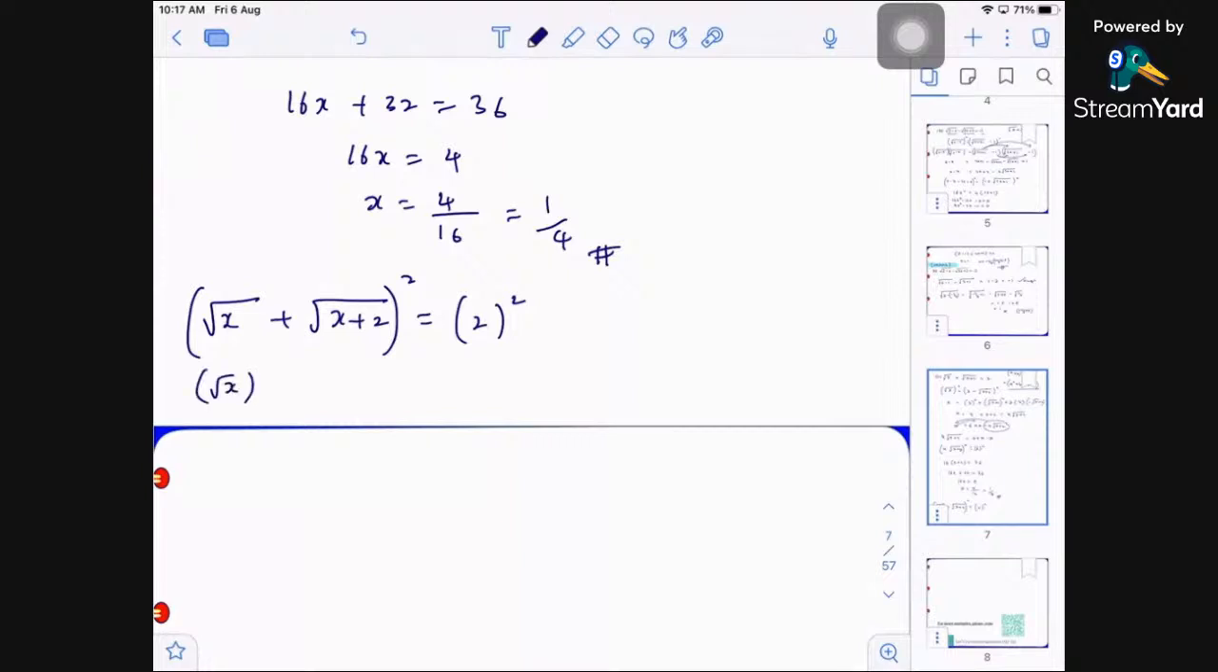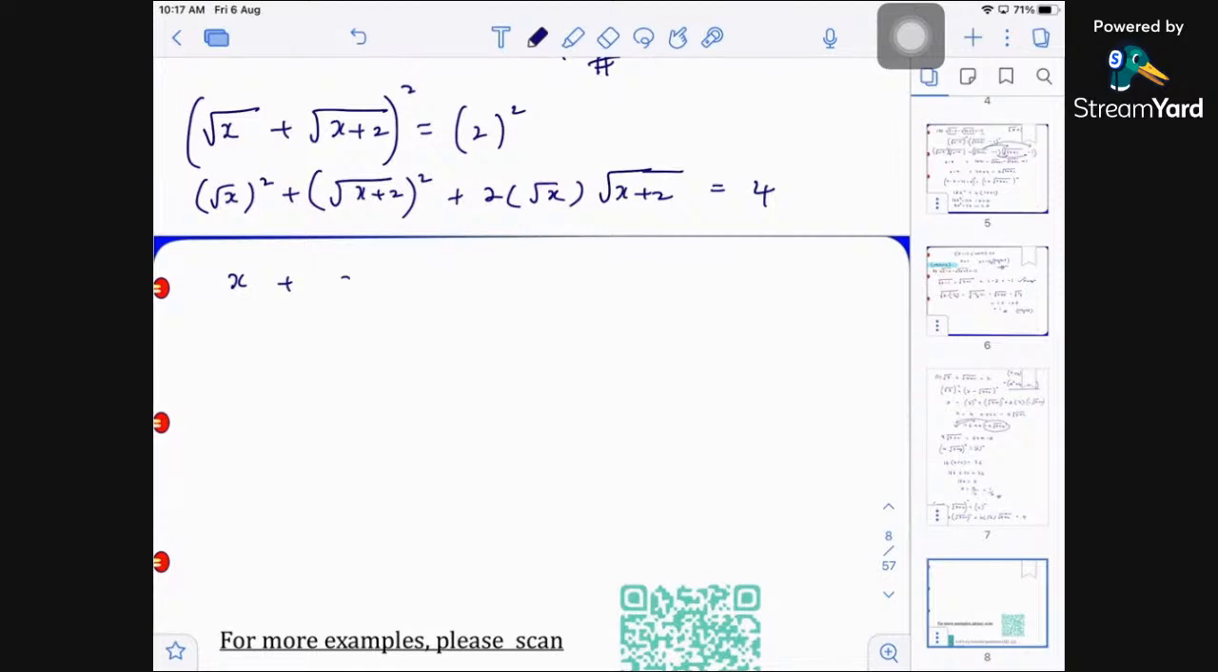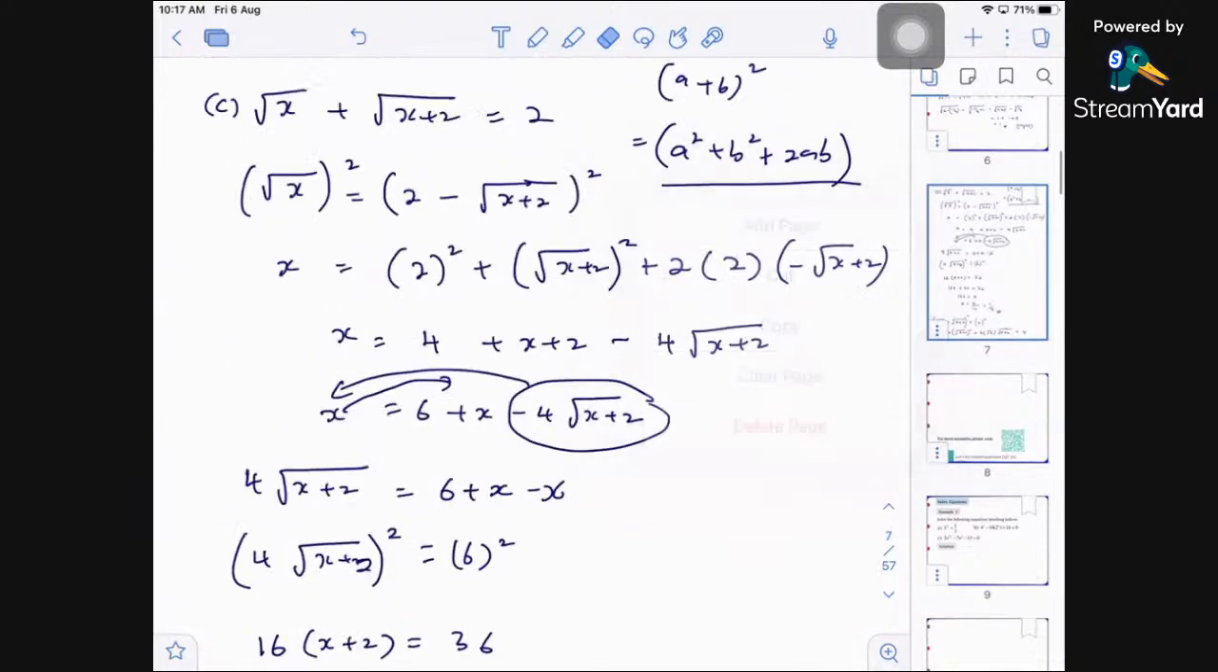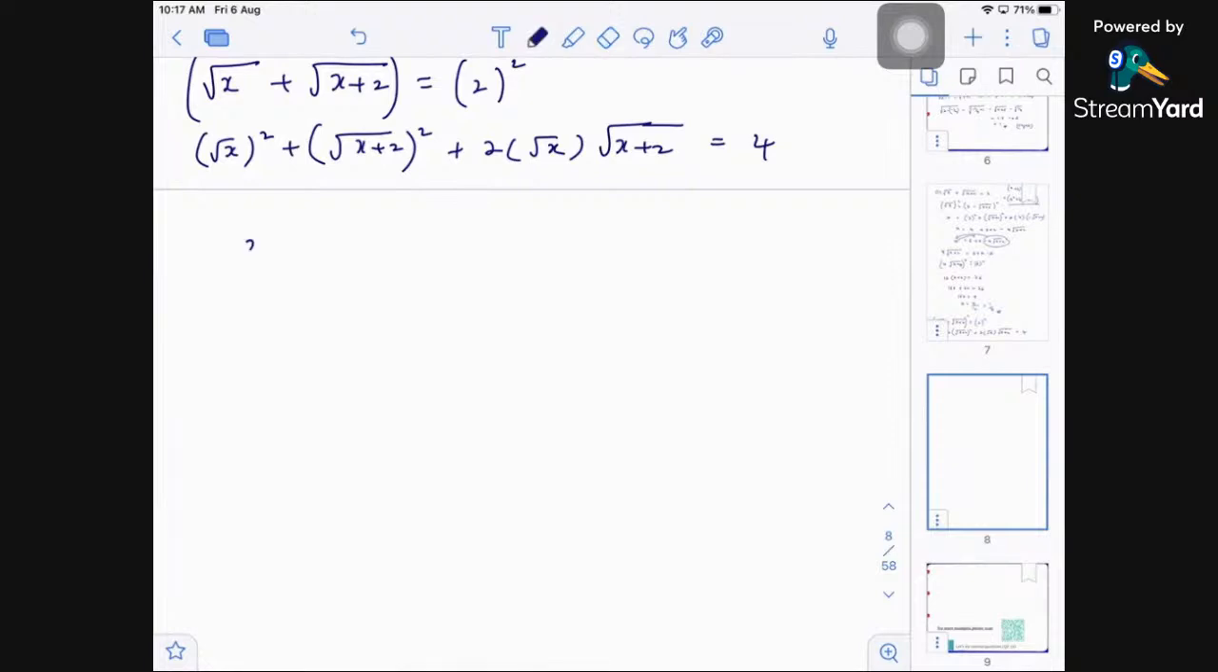Here will become square root x square plus square root x plus 2 square plus 2 square root x plus 2 equals to 4. This is what we will become here. Of course, here I'm going to get x plus 2. I think I better add a slide before I move on. So I'm going to get here x plus 2 plus 2 square root x square plus 2x equals to 4.